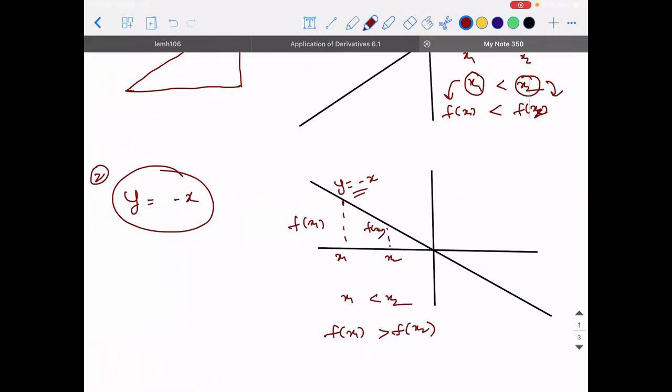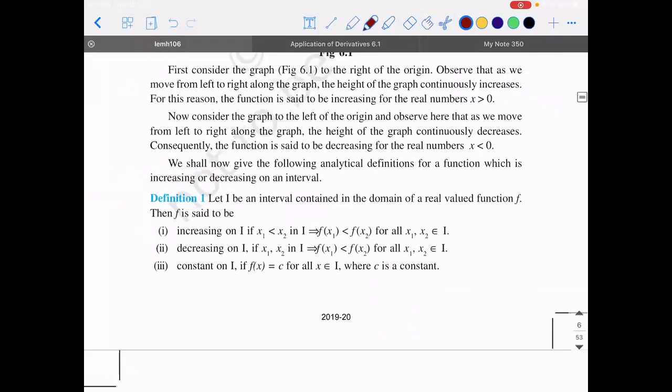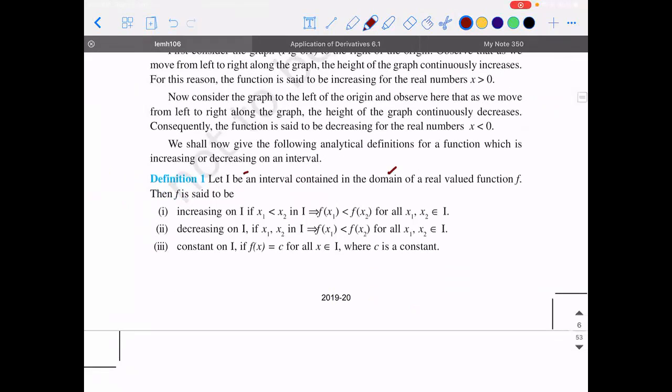Though the name of the chapter is applications of derivatives, before that we need to understand what an increasing and decreasing function means in terms of its domain and range values. Guys, am I clear till this point? Yes, sir. Right. So that's what the book definition says. Definition number 1: let I be an interval contained in the domain of the real valued function f. Then f is said to be increasing if x1 is less than x2 and f of x1 is less than f of x2, where x1 and x2 belong to that particular interval in which you're trying to do this analysis.